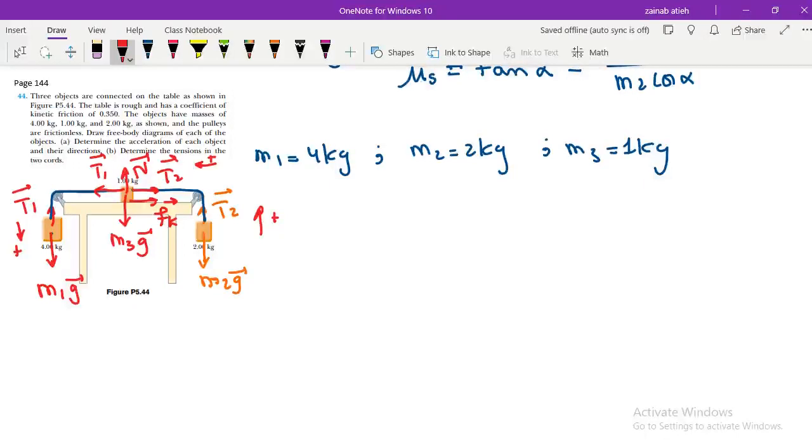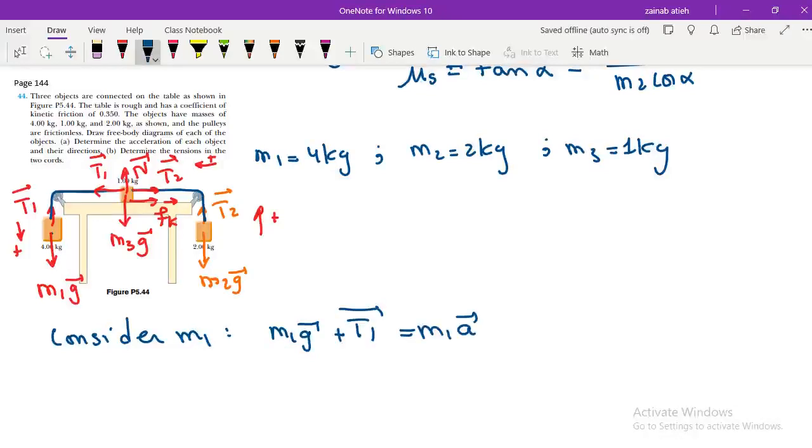Let me start first with M1. So consider M1. What are the forces acting on M1? We have only two forces which are M1G plus T1 equal to M1A. Since the object is moving downward, everything downward is plus and upward is minus. So if I project along the Y axis with the motion, M1G minus T1 equals M1A. This is the first equation.